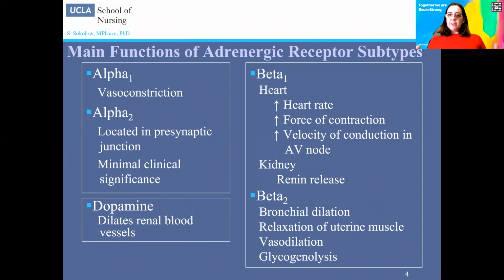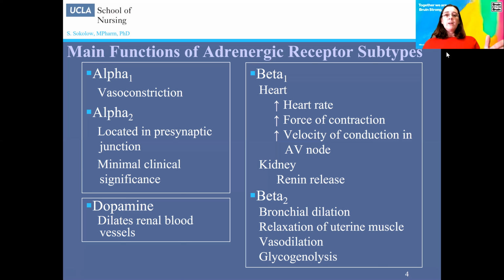So what are the main functions of the adrenergic receptor subtypes? This will bring you back to the beginning of this autonomic nervous system lecture series, for you to remember the types of receptors and where they are located. And if you know where they're located, it's going to help you know what their function is.